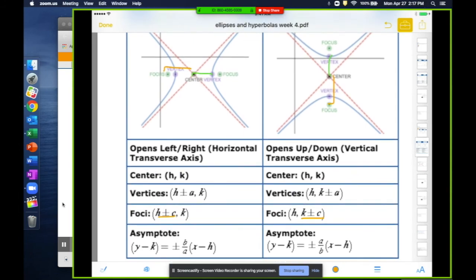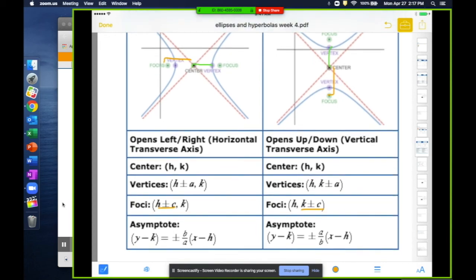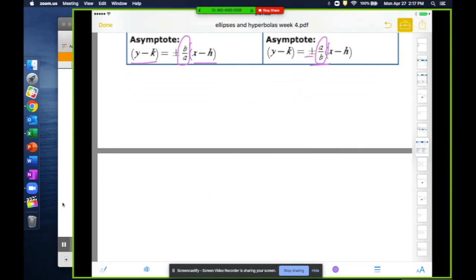And then we have our two asymptotes here in the formulas. They're exactly the same, except the main difference is that if you have a horizontal hyperbola, you want to do your b value divided by your a value for that coefficient in front of the x minus h. And if you have a vertical hyperbola, you want to do a divided by b for that coefficient value, and it's going to be plus or minus because you're going to have two asymptotes. You're going to have one with the positive slope, and one with the negative slope.